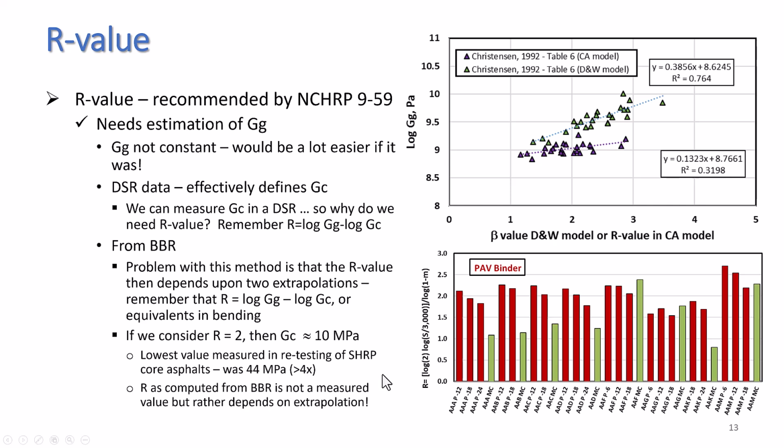So the R value as computed from this equation, which is proposed in NCHRP 959, relies upon 2 assumptions here. The assumption of the glassy modulus being 1e9, and the fact that you can extrapolate to a crossover modulus, which is probably about 4 times lower than the stiffness that you are measuring. And this is what causes the variability here.